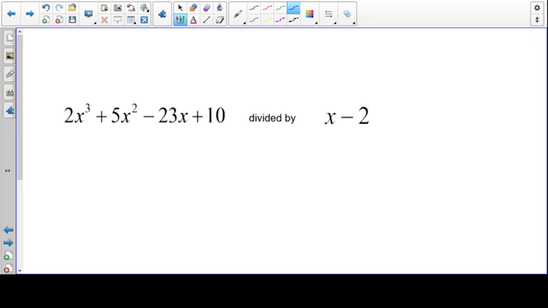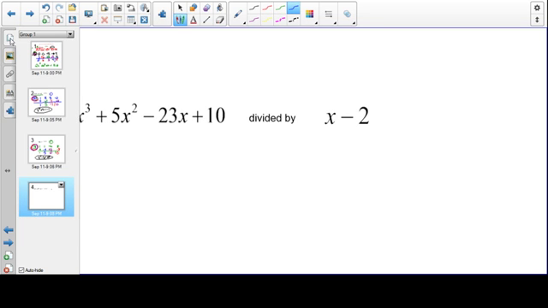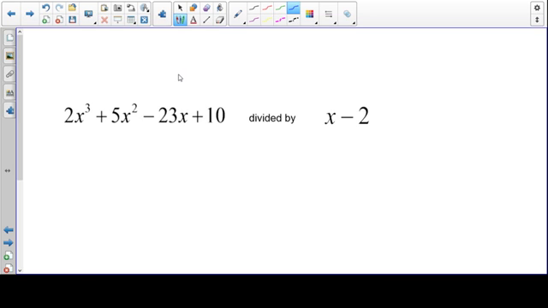I think we're almost done here if I'm not mistaken. I think this is our last one. Yes, this is my last one. So I want you to pause it and try this one on your own, and then come back and check your answer.